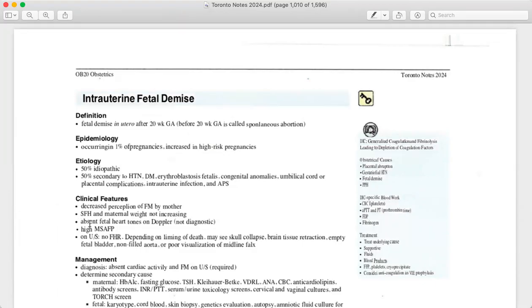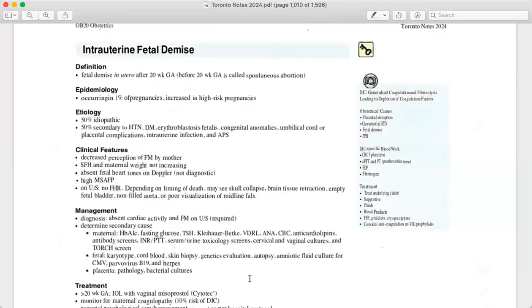What happens is basically the fetus is not growing, the fetus is not moving, so the mother can present with these kinds of things, or the weight of the mother is not increasing. Then you can go for the fetal doppler, which is not basically diagnostic. Only the ultrasound can help you find out. On ultrasound, there is no fetal heart rate, and depending on the timing of the death, you may see the skull collapse. Poor visualization of the midline falx, so these things can help.